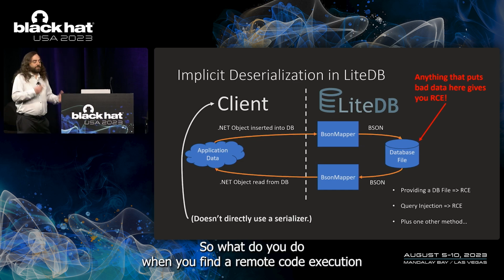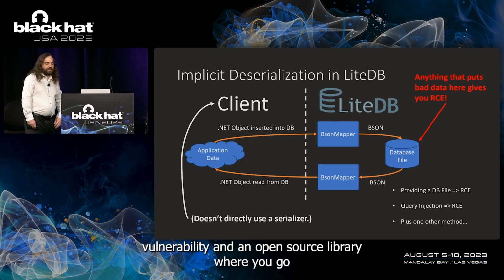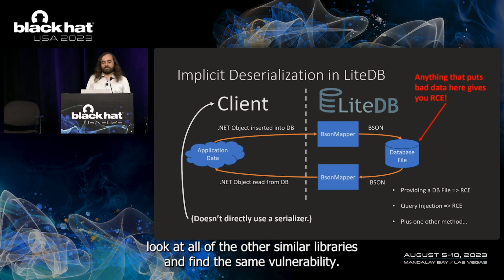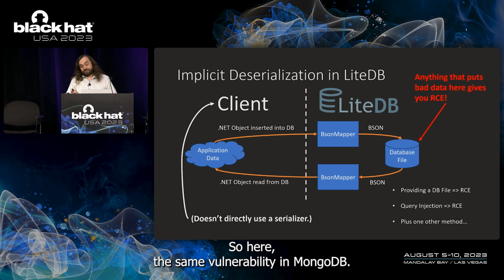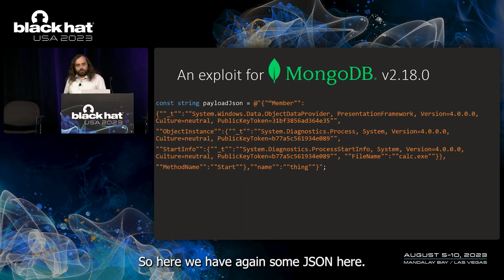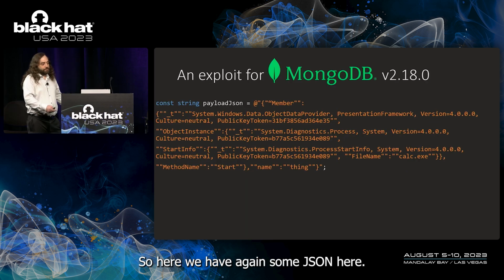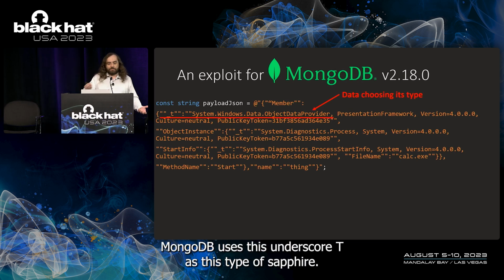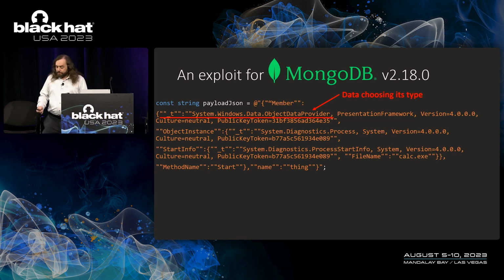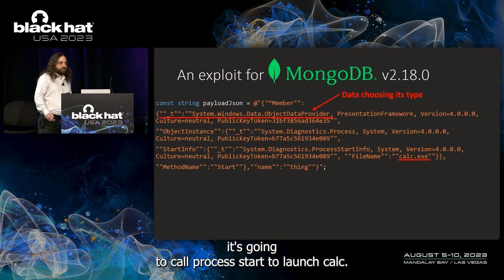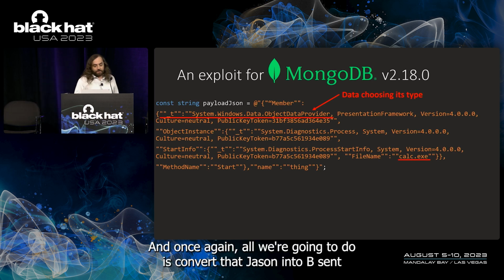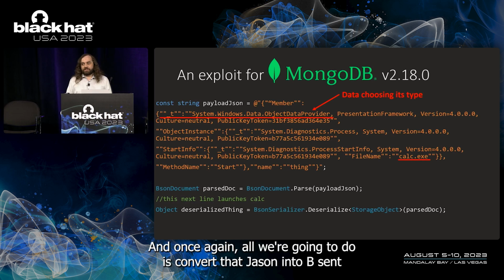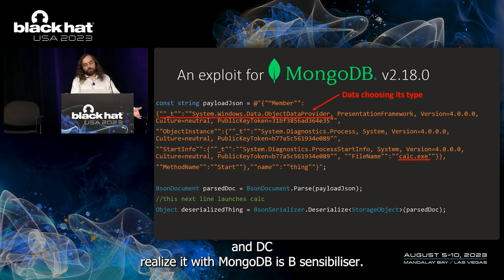So what do you do when you find a remote code execution vulnerability in an open source library? Well, you go look at all of the other similar libraries and find the same vulnerability. So here's the same vulnerability in MongoDB. Here we have, again, some JSON. Here's that JSON telling you what type it wants to be. MongoDB uses _t as this type specifier. Again, it's an ObjectDataProvider. It's going to call Process.Start to launch calc. And once again, all we're going to do is convert that JSON into BSON and deserialize it with MongoDB's BSON serializer.